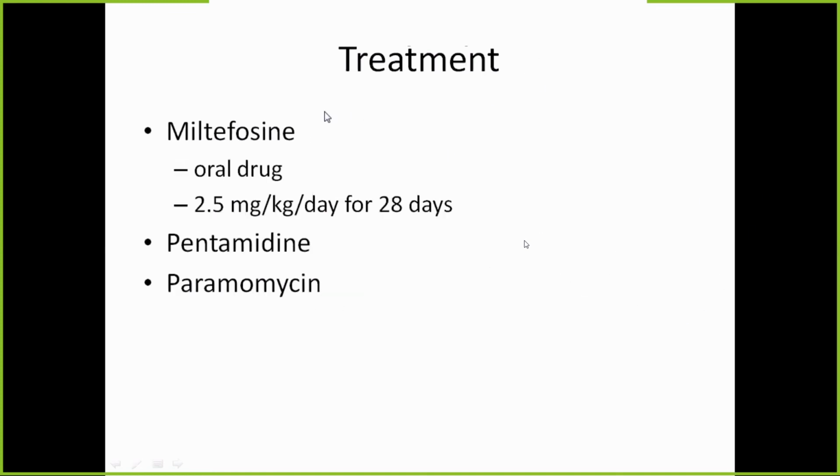So there's another drug, miltefosine. It's the only oral drug, and it can be given at 2.5 milligram per kg per day for 28 days. And there are other drugs, pentamidine and paromomycin. These are less used, but they are also mostly given parenterally.